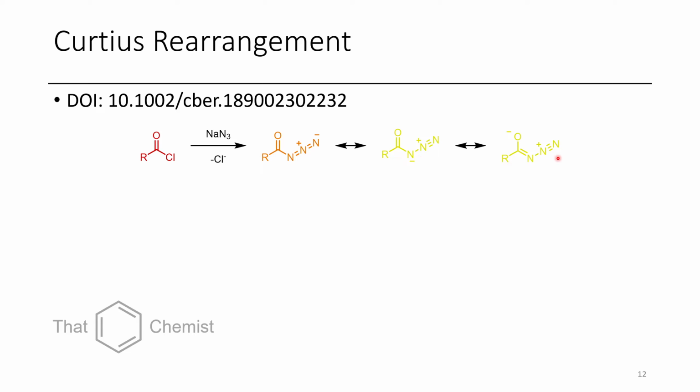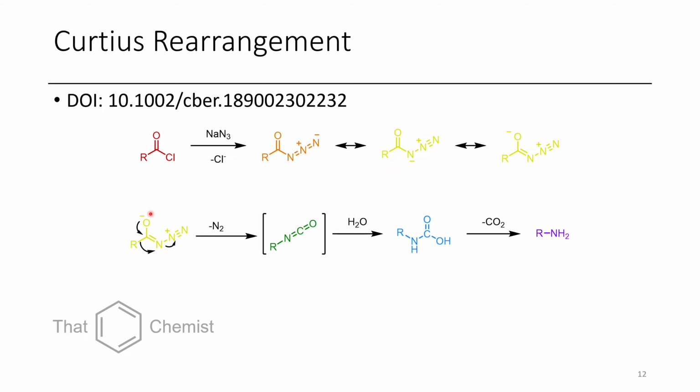but we could draw a resonance structure like this where we again have this enolate-like system which can then undergo collapse of electrons back down, which gives the R group an excess of electrons which can attack the nitrogen, displacing N2 as a leaving group, giving us again our isocyanate.